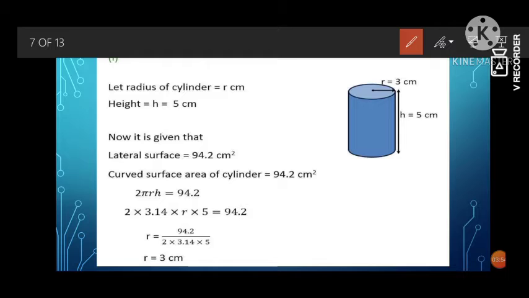So in the first subpart, let the radius of the cylinder be r. Height is given as h and it is 5 centimeter. Now in the question it is given lateral surface area is equal to 94.2 centimeter square. So the curved surface area is equal to 94.2, which implies 2 pi r h is equal to 94.2. Now in place of pi we will substitute 3.14 as given in the question, h as 5, and r we will find out. So on transposing we will get r is equal to 94.2 by 2 into 3.14 into 5.